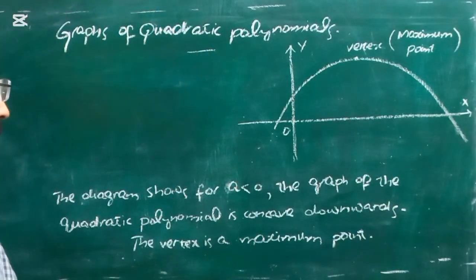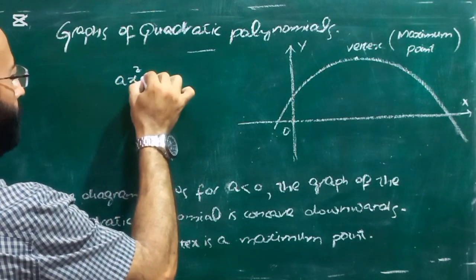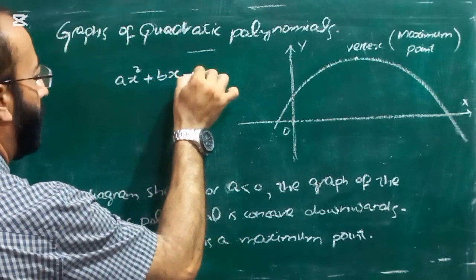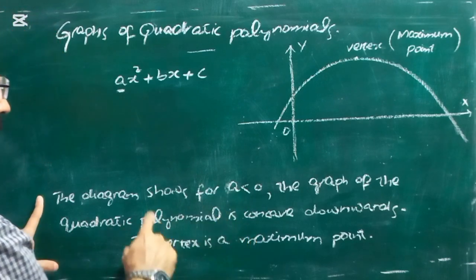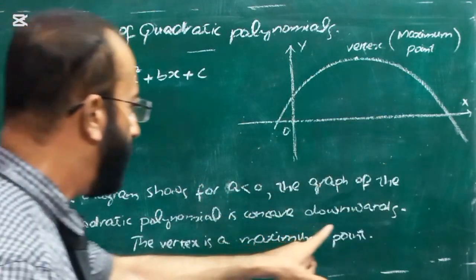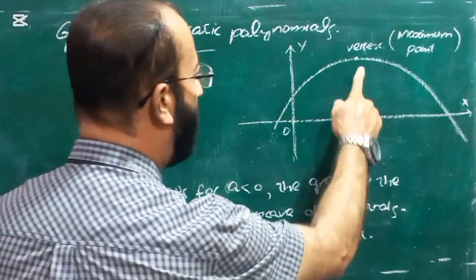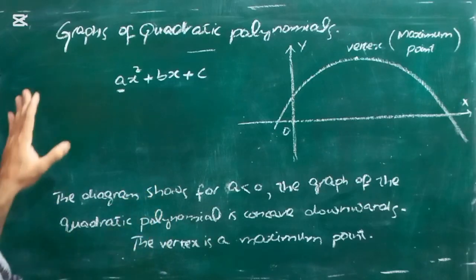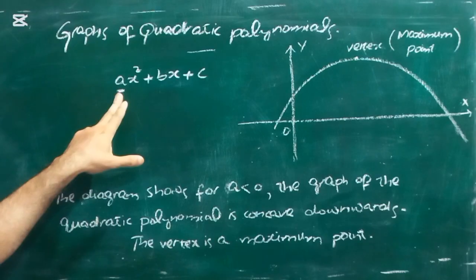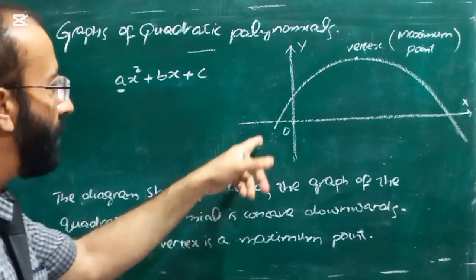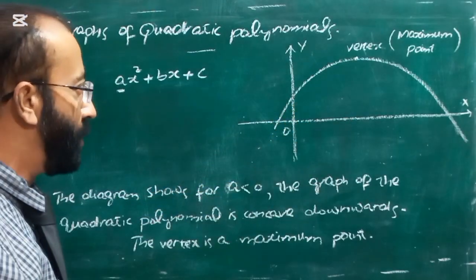Here is the second type of parabola. Whenever a quadratic equation has a less than 0, then the parabola will be concave downwards like this, and the vertex is a maximum point that will lie here. So the condition is, if the quadratic equation has a negative coefficient of x², the parabola will be concave downwards and there will be a maximum point.